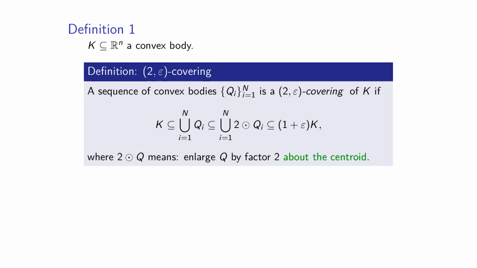And when I talk about this blowing up, this enlargement, I mean that you take a homothety with center at the centroid of QI. Now, the centroid is the center of mass of QI. If you're not familiar with the centroid or center of mass, then it's okay, because usually these QIs are going to be centrally symmetric bodies, and then the centroid is simply the center of symmetry. So that's the problem.